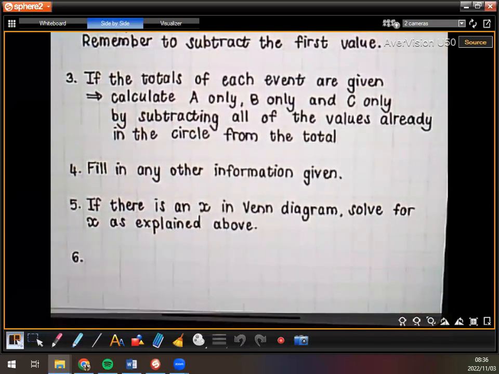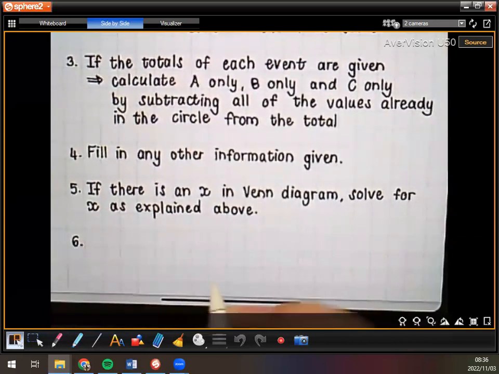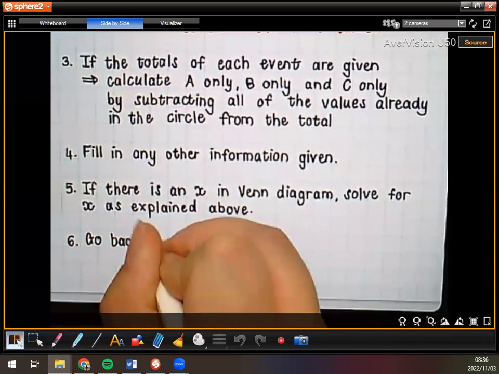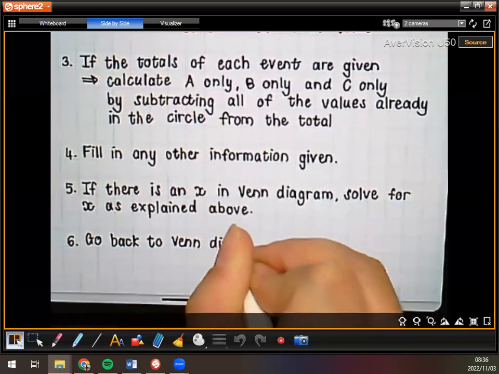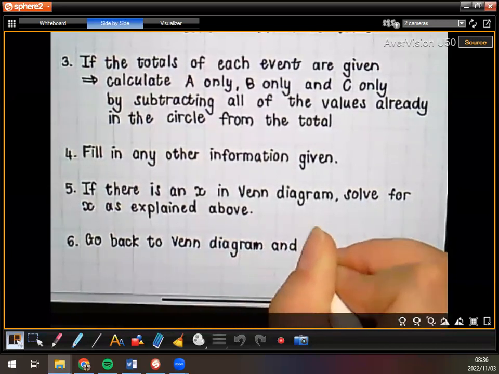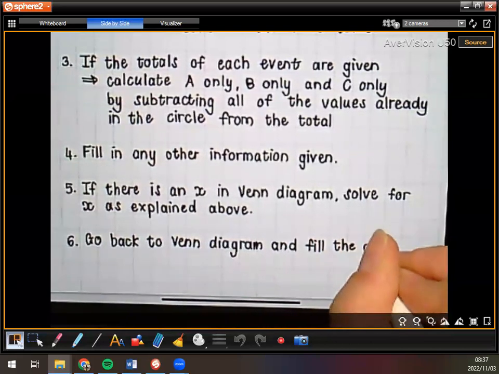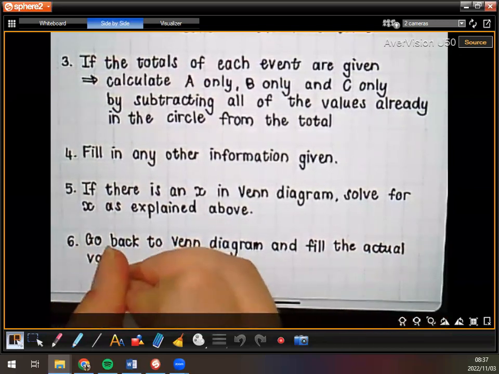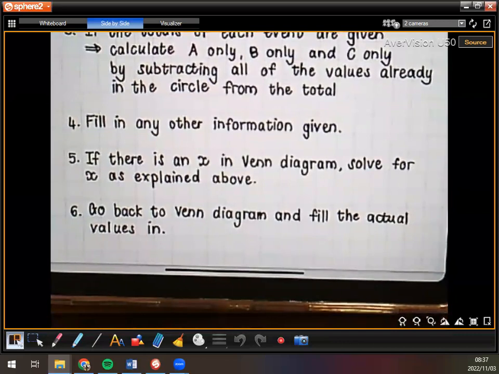And then last step, if you had to solve for X, then you must do what we did: go back to your Venn diagram and then pull the actual value. Okay, so I'm going to say go back to Venn diagram and solve the actual.